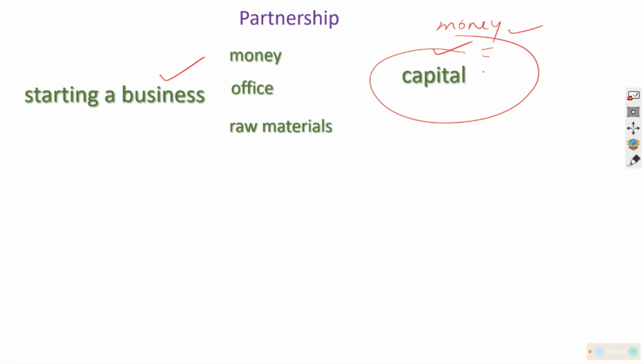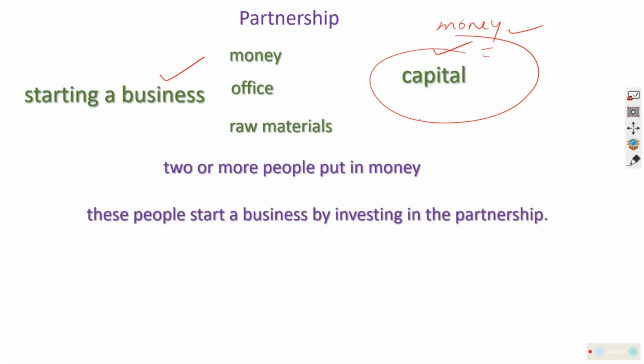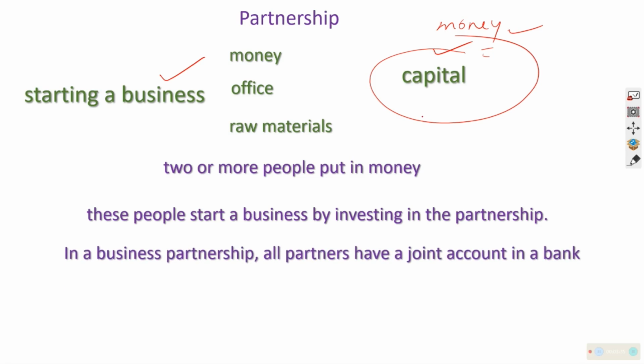So when a business is done by more than one person together, the concept of partnership comes in, otherwise not. Two or more people put in money and start a business by investing in the partnership, and there will be an agreement between them on how to divide the profit and share the loss. There comes our mathematics, the proportion. All partners, there will be two or more, will not be giving an equal share of money. So those who give more must get more profit if it is a profitable business. If it is a loss, they will lose more.